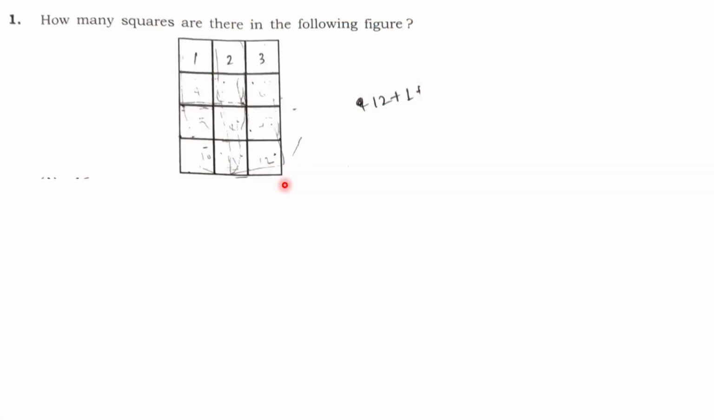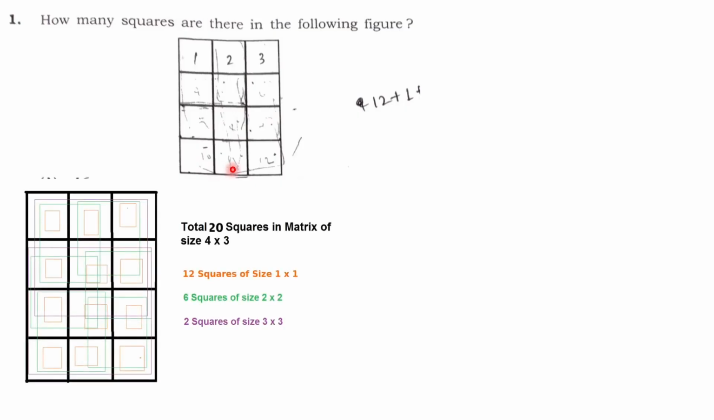We shall begin with the very first question. The question is how many squares are there in the following figure, which means the total number of squares we have to count. So in this matrix there are 20 squares. If you have put your answer as 20, it is correct.